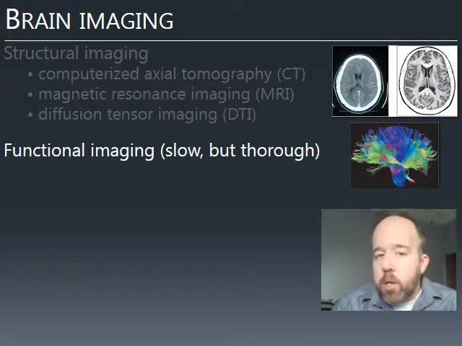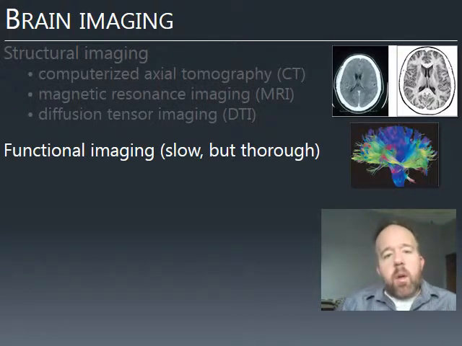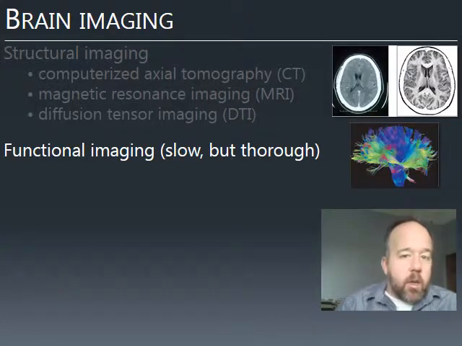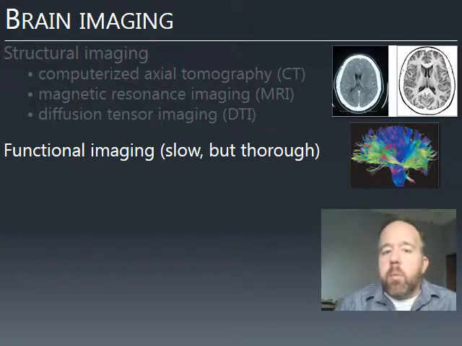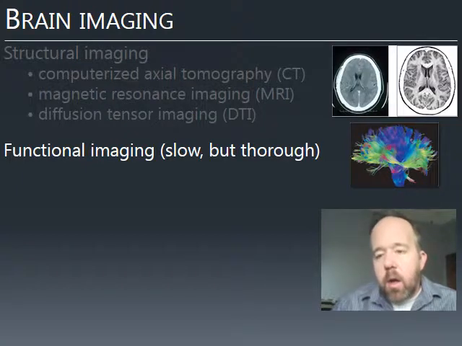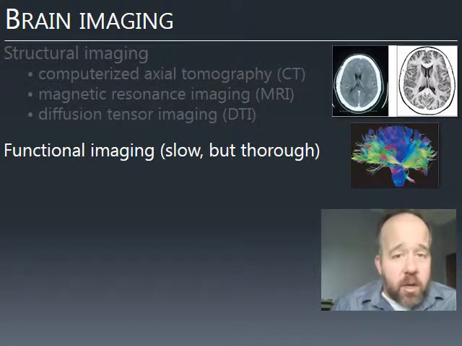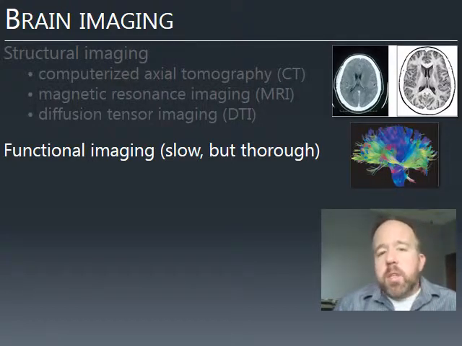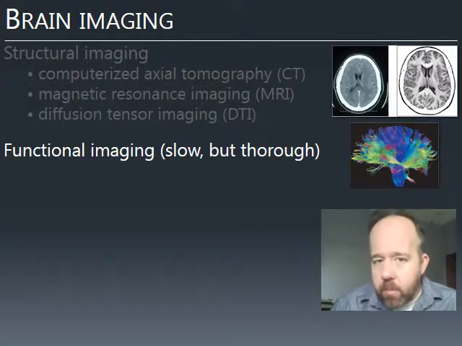For that, you need functional imaging. And we were talking about electrophysiology and EEG. Those are also functional techniques. They tell you about brain activity. And they're relatively fast. But they can only tell you about a few neurons, or they tell you about a lot of neurons, but only on the surface of the brain. Functional imaging is slower. You're only getting an image of brain activity every couple of seconds. But it's thorough. You can image the entire brain.